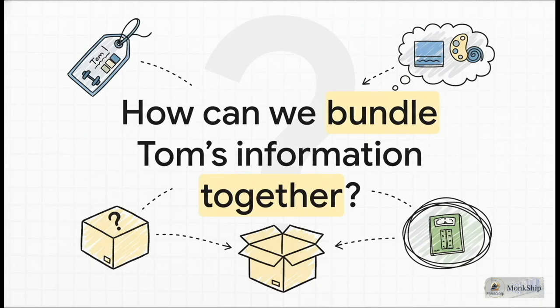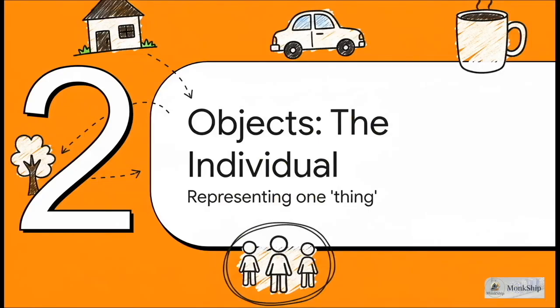Okay, let's just focus on Tom for a second. We've got his name, his color, his weight. All this info is just kind of floating around. So what's our first big challenge? Yeah, how do we wrap all of that up into one single tidy package in our code? And the answer to that, the first key piece of our puzzle, is something called an object.